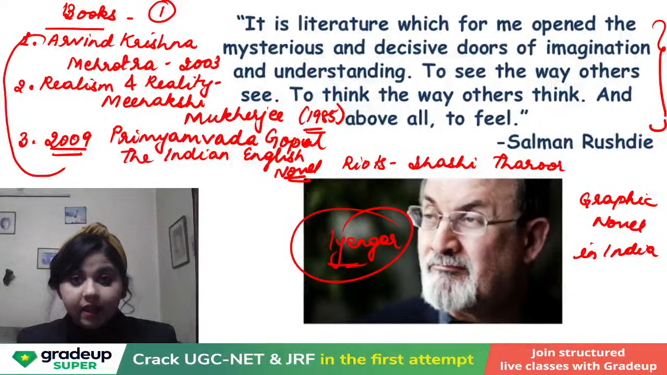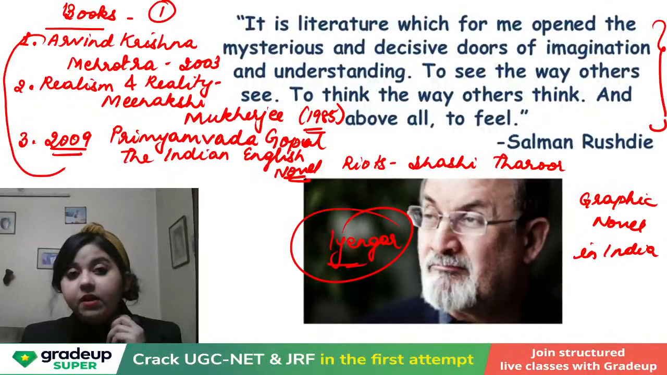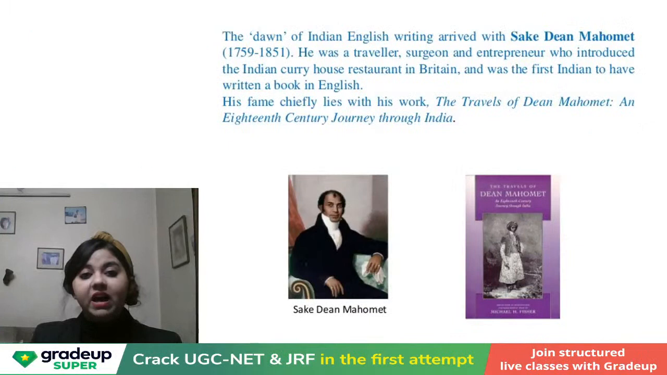Priyambada Gopal, Meenakshi Mukherjee, Arvind Krishna Mehrotra, these are very strong and powerful critics of Indian English writings. And by critics, I mean they are trying to evaluate literature for us. That is what they're trying to do. They're trying to tell us what literature is all about.